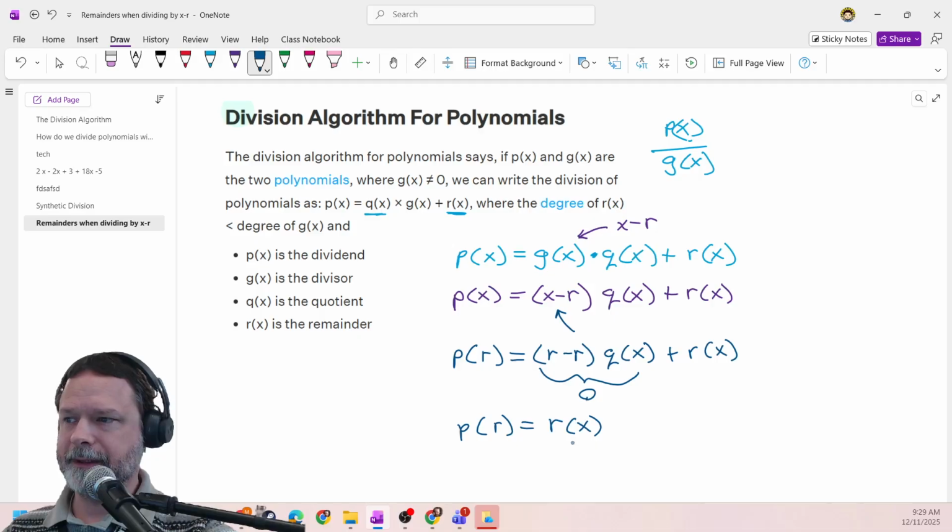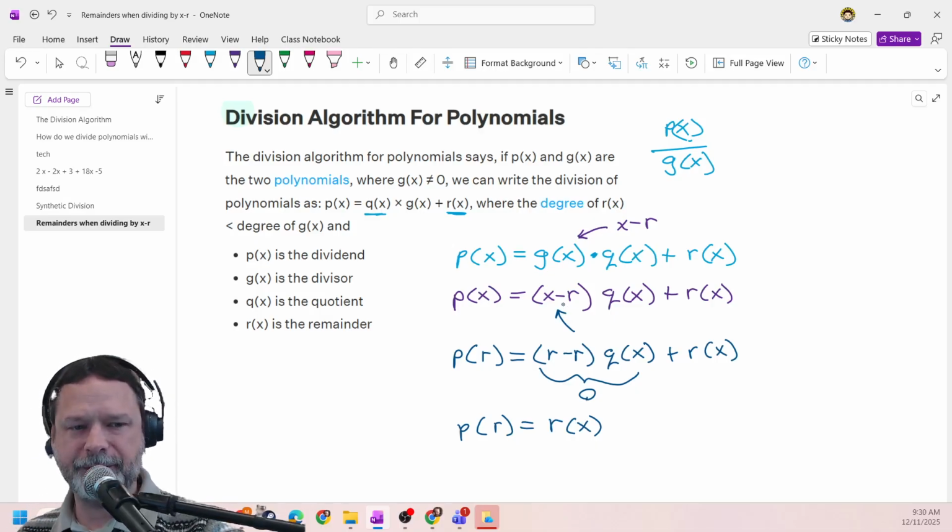In other words, if I want to know what my remainder will be when I divide by x minus r, I could just plug r into that function. That is really cool.